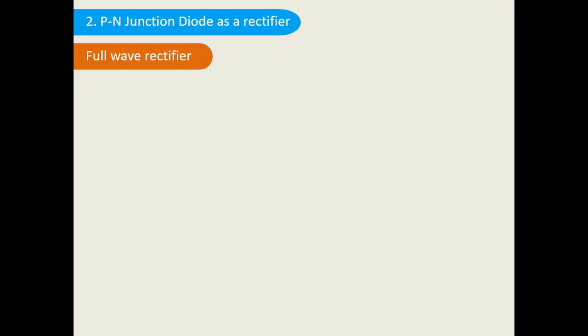But the circuit is drawn in such a way that the current will flow through a load resistance only in one direction, such that the reversal of current is not taking place. That means we have converted alternating current to direct current. So let us see what is the circuit diagram of this full wave rectifier.